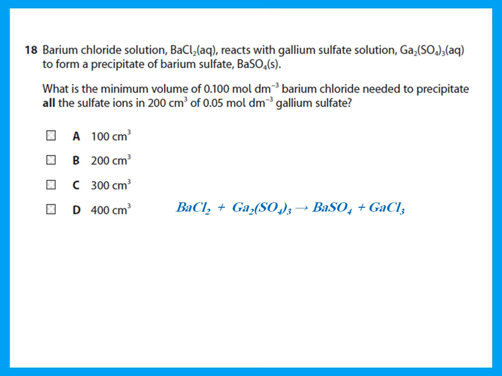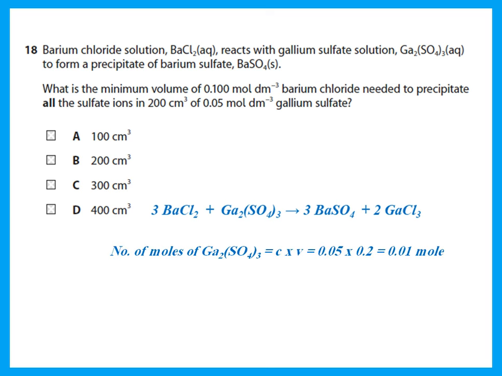So this is the equation. He's reacting barium chloride with gallium sulfate. Of course, this gives barium sulfate plus gallium chloride. And then we balance it. So you will find that you will need to balance it like this. Then we see what he is giving me information about. He's giving me information about gallium sulfate. So I have to get the number of moles of gallium sulfate.